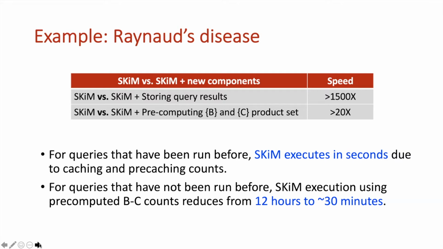When a query is executed and the results are present in the database, SCIM executes in just seconds. With the pre-computed results, SCIM execution reduced from 12 hours to 30 minutes. This is for Raynaud's disease.